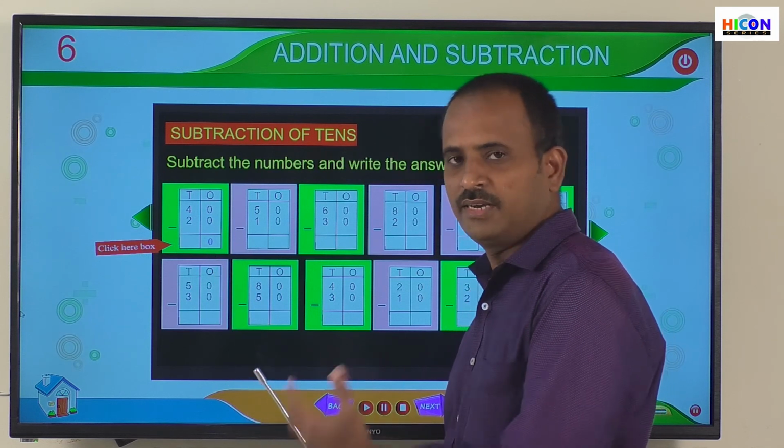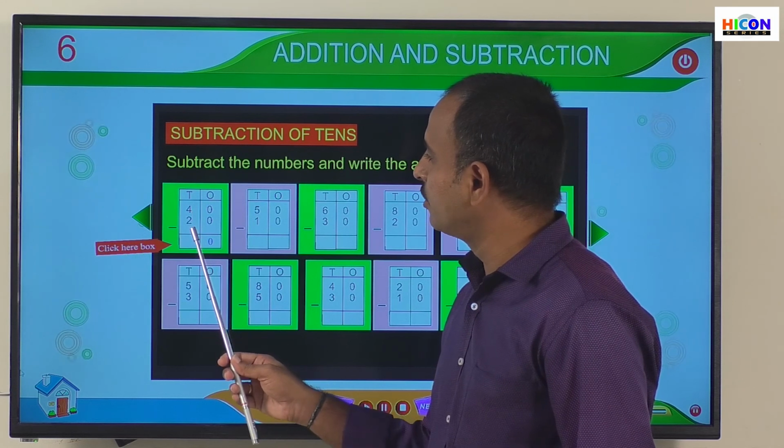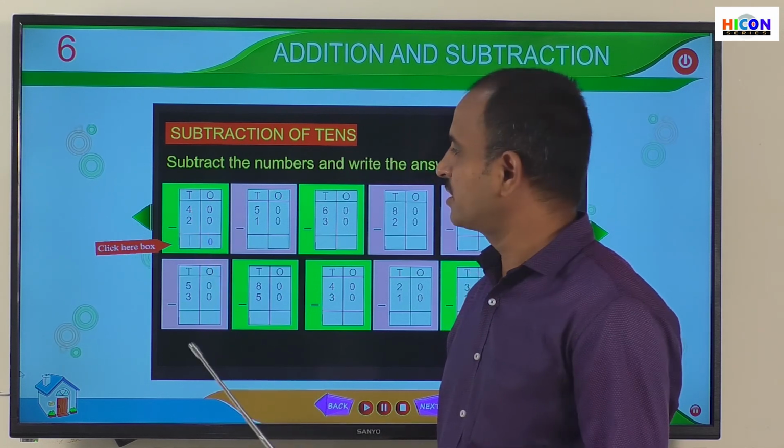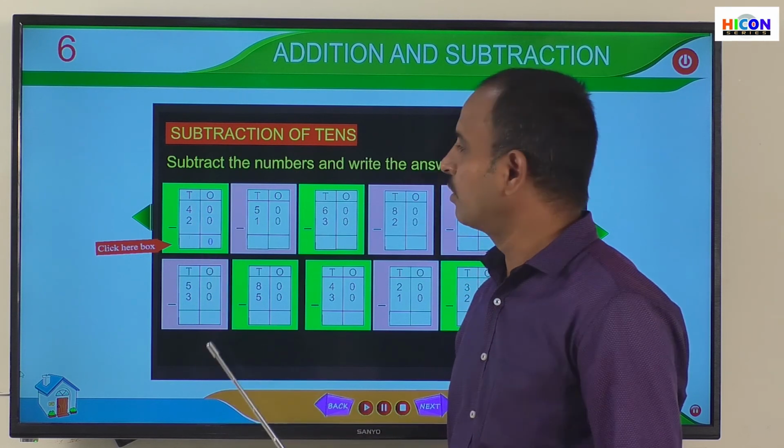So now go to tens place. What are the digits present in tens place? 4 and 2 are present in tens place. And subtract 2 from 4. That is 4 minus 2. So how can we do this?